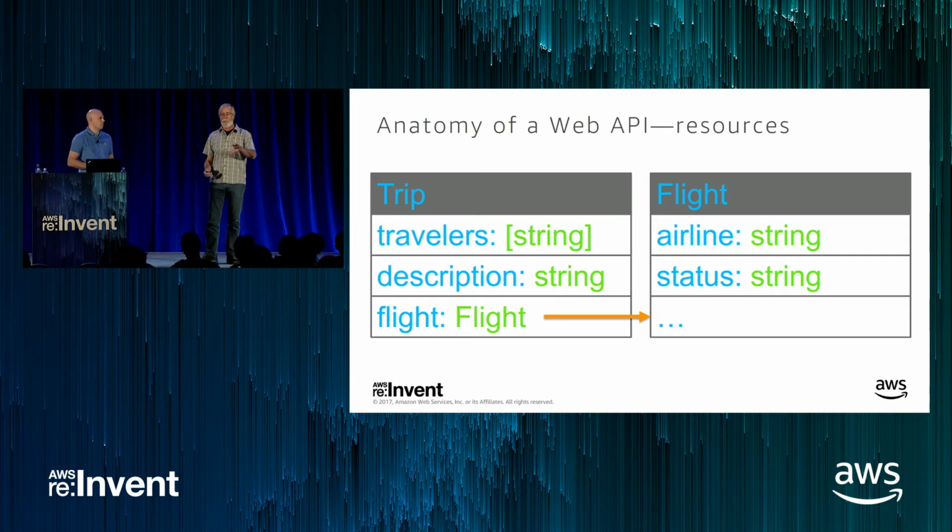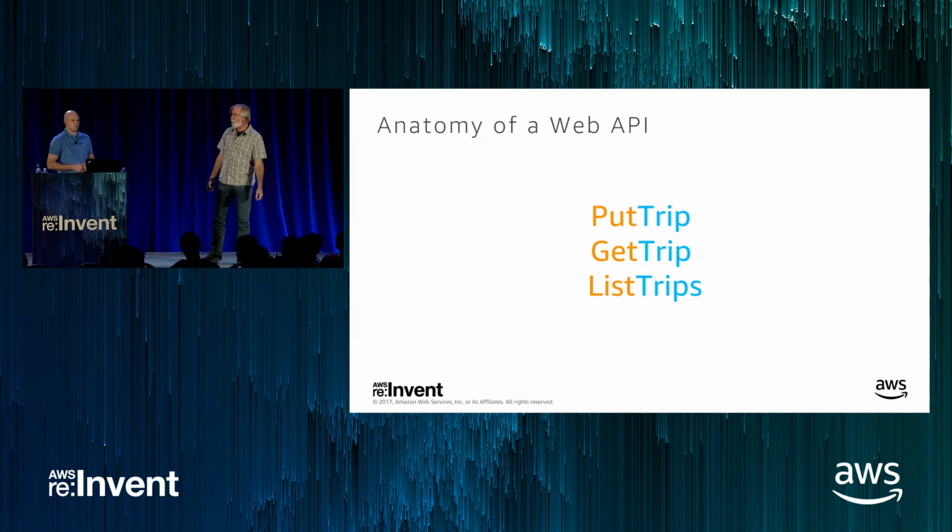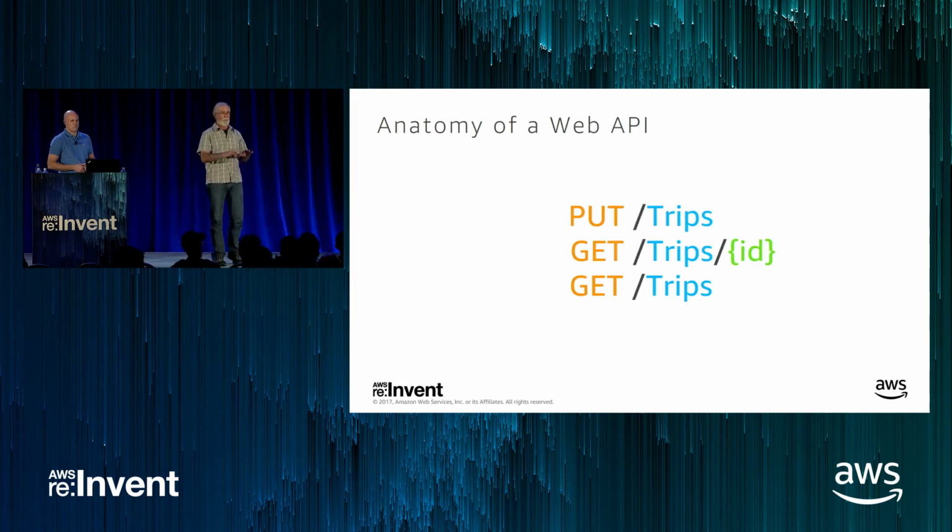So how do we go about managing that? We want some way to act on those resources. And so we call the way that we act on them operations. So here's the three operations that we're going to play with today: put trip, get trip, and list trips. And if you're of a more RESTful frame, this is the same three operations sort of cast into a RESTful path structure.